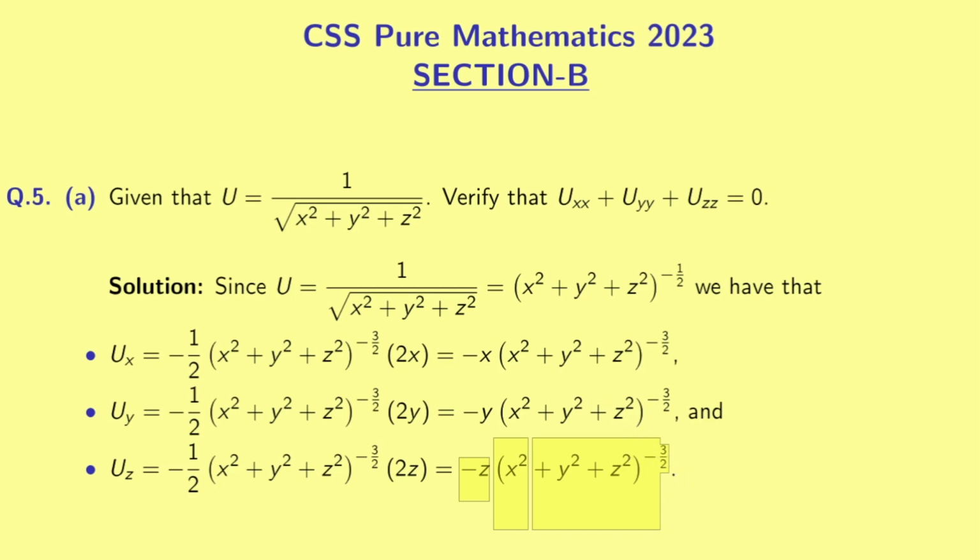Now I have these three expressions, and I'm going to calculate partial derivatives of them. I'm going to focus on the first one, ux, because the other ones are almost the same. Looking at this expression, we have a product: minus x times x squared plus y squared plus z squared to the power minus 3/2. I want to find the derivative of this expression with respect to x, so I'm going to use the product rule.